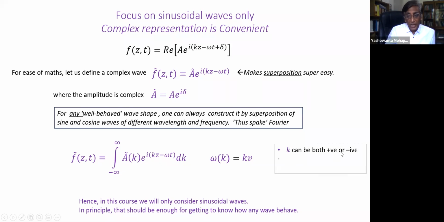But remember, k can be both positive or negative, while lambda and omega are always positive. Omega as a function of k is called the dispersion relation, and we'll study that towards the end of this chapter. Omega is a function of k, and this is being integrated over k dk.